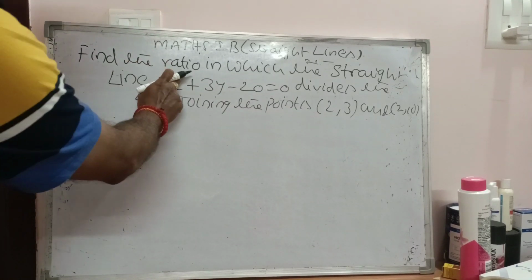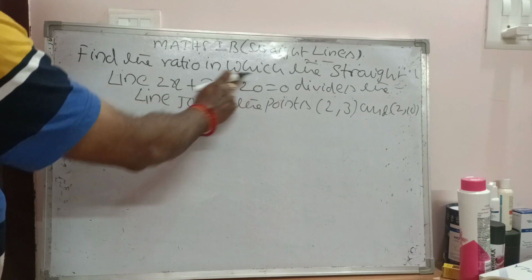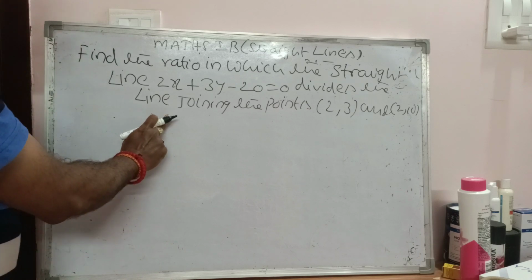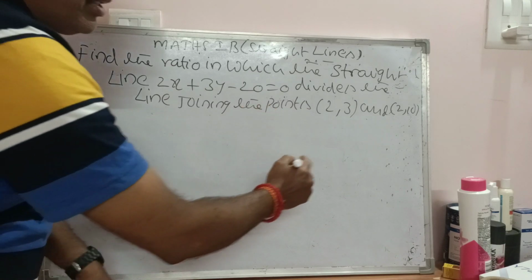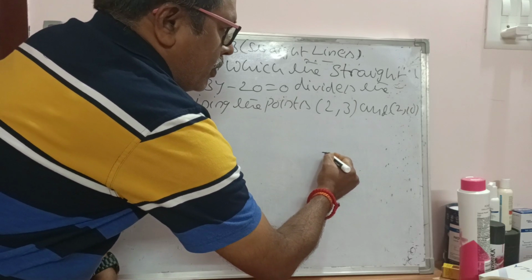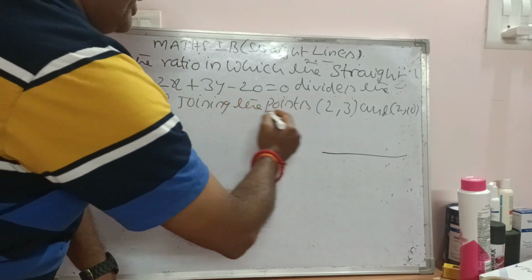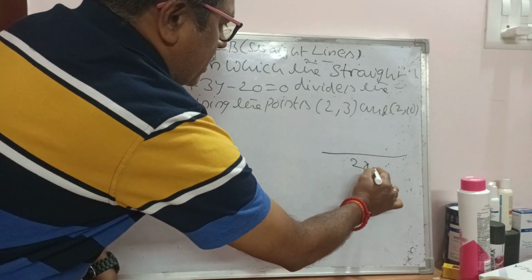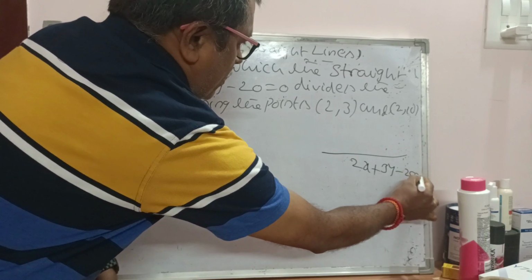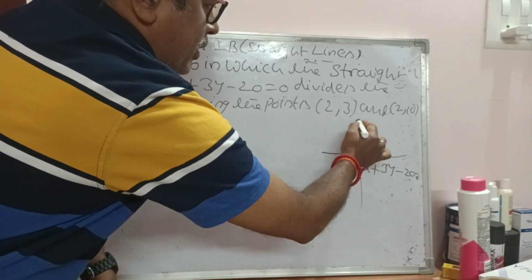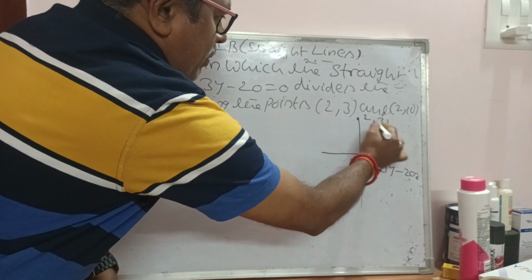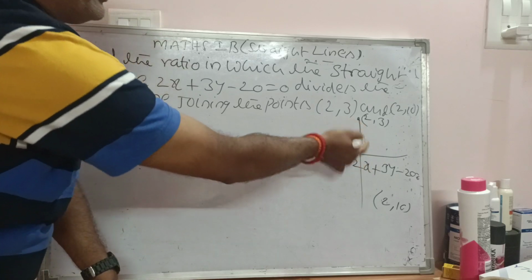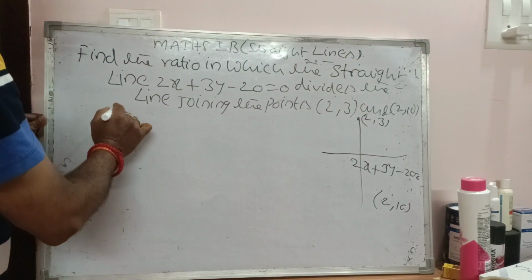Let's have one more problem with the same model. Find the ratio in which the straight line 2x + 3y - 20 = 0 divides the line joining the points (2, 3) and (2, 10). For example, this is a straight line 2x + 3y - 20 = 0. There is another straight line joining the 2 points (2, 3) and (2, 10). We have to find the ratio in which the straight line divides the joining of these 2 points.